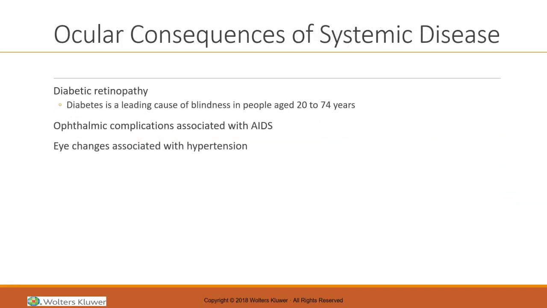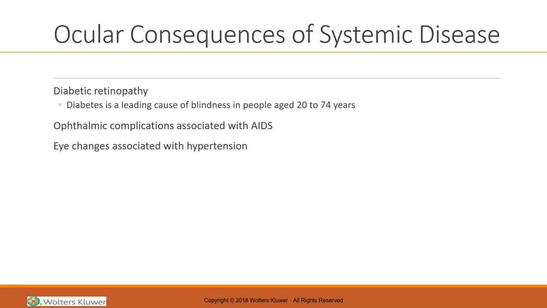Systemic disease can certainly cause eye problems. Diabetic retinopathy. Diabetes is the leading cause of blindness in people ages 20 to 74 years. So for that younger cohort of people, diabetic retinopathy is a problem. So we want to make sure we're doing good diabetic education, helping people to get their sugars within range so that they don't suffer those long-term, very serious consequences that are not reversible.